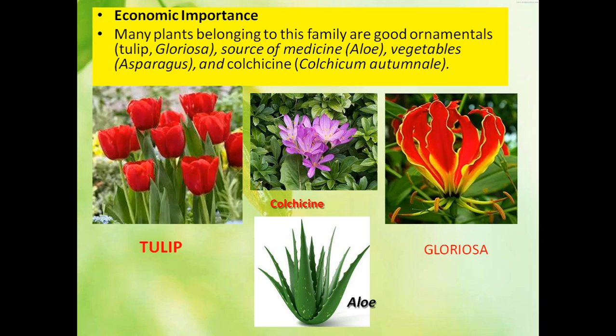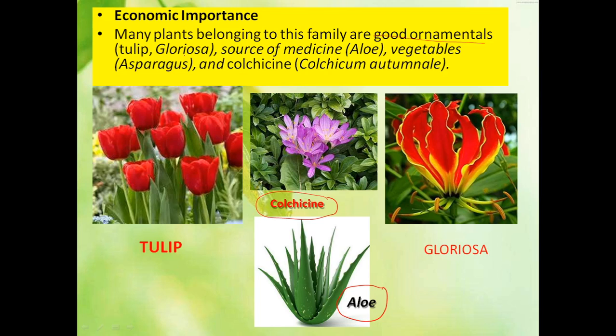The most important economic importance of the Liliaceae family: many plants belonging to this family are good ornamentals. Most of the flowers are used for decorative purposes. They are very beautiful, like tulips and gloriosa. Some are also used for medicine, like colchicine, which is used for preparation of drugs. And aloe vera belongs to the Liliaceae family. Aloe vera juice is obtained, which is a source of medicines.